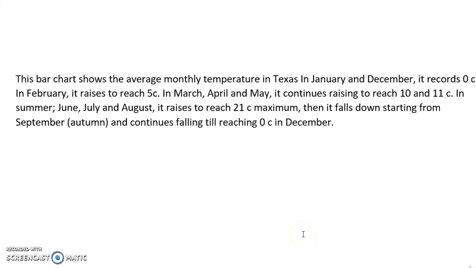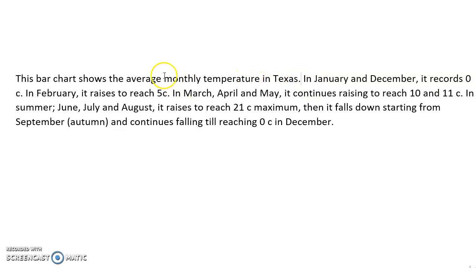So I can start with the topic sentence. The topic sentence will depend on the title that I have. So I can say, this line chart shows the average monthly temperature in Texas. Okay, actually this one is taken from the title that I've got. Then I have to say the information. So in January and December, it records 0 Celsius. In February, it rises to reach 5 Celsius.